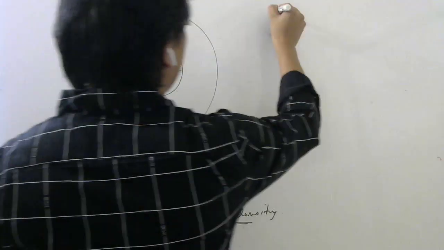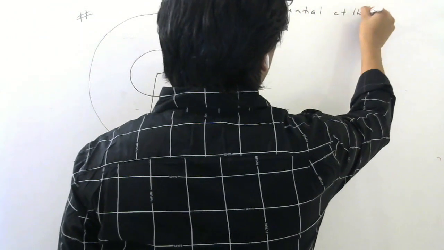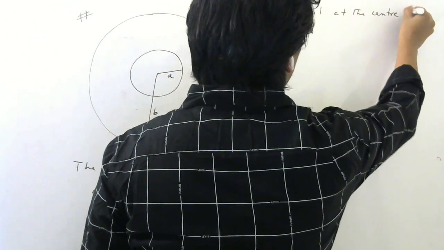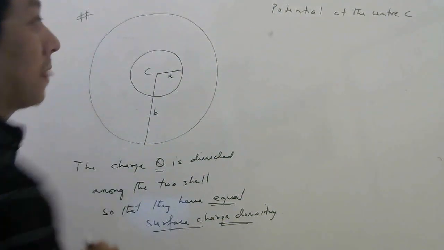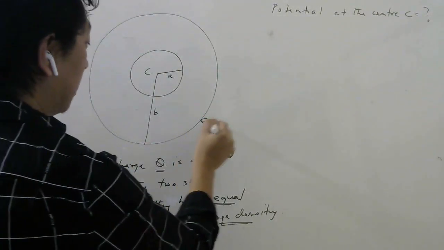Question is to find potential at the center C. Let's say here. So we need to find potential at this point. Answer should be in terms of what quantities? Given quantities. What are the given quantities? Radius of the two conducting shells.